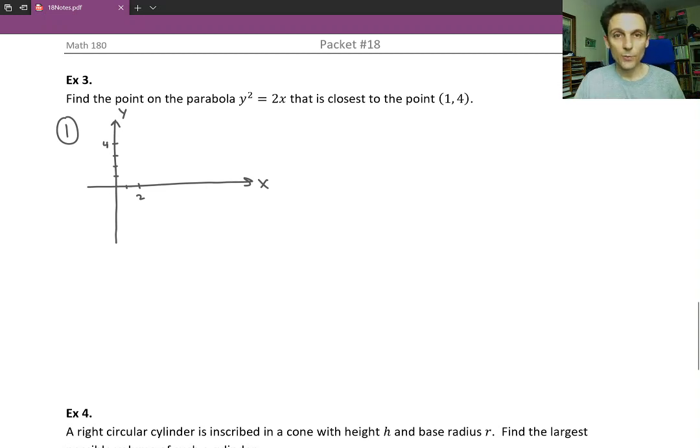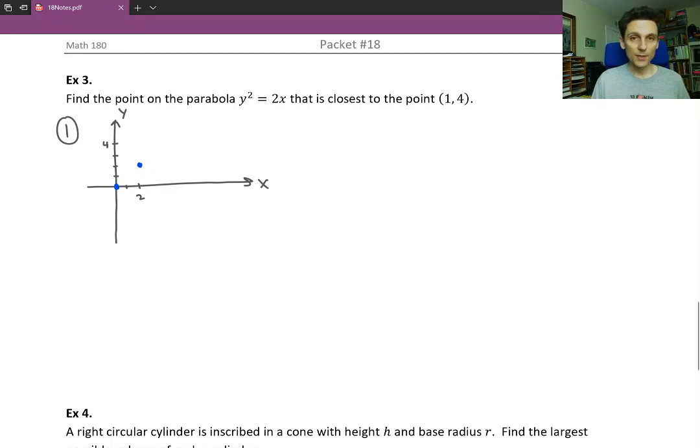If we want, we can plot a few points. If we have y equals 0, you're going to have x equals 0. That corresponds with this point, (0, 0). If you have y equals 1, you're going to have x equals a half. I don't really want to draw x equals a half. If you have y equals 2, you'll have 2 squared, which is 4, and then that divided by 2 is x equals 2. So y equals 2, x equals 2 corresponds with a point on the graph.